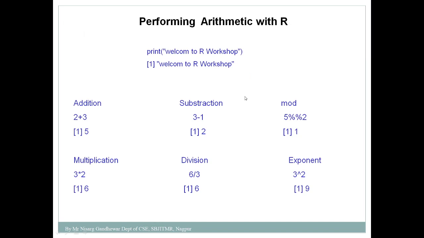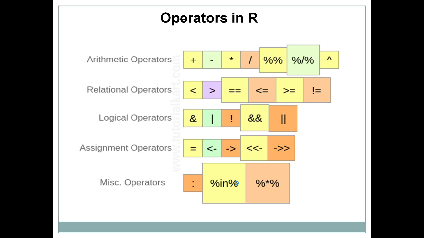Then these are a few examples. You can do addition like this: 2 plus 3 gives 5. Then subtraction, mod, multiplication, division and exponentiation. So these are the various operators available in R.